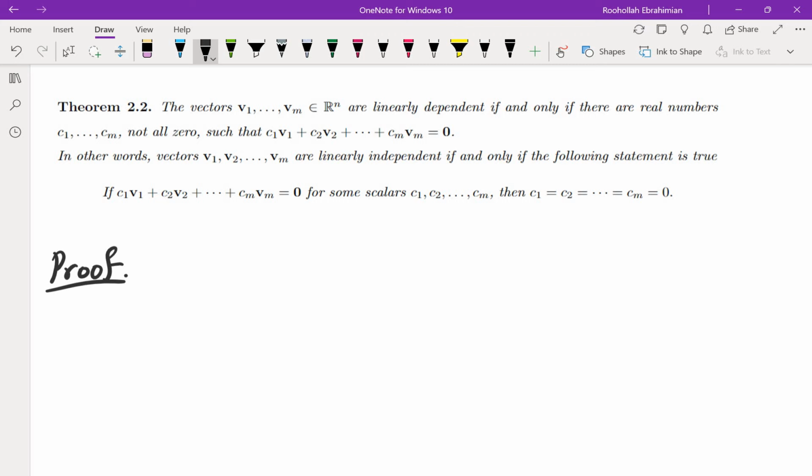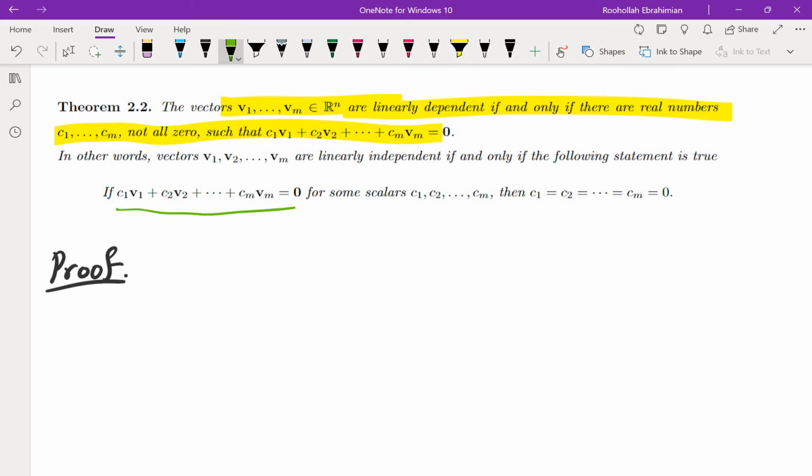In other words, what does that mean? Another way of saying this is: if c1 v1 all the way to cm vm is 0 for some scalars c1 through cm, then c1 through cm must all be 0. If that's true, then they would be linearly independent. So basically I negated that first statement.